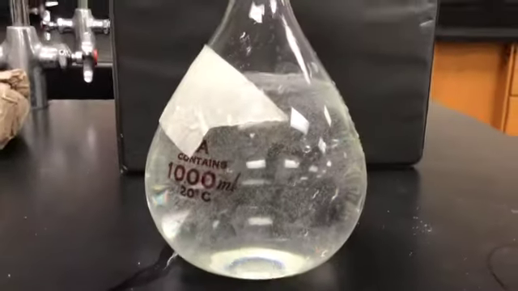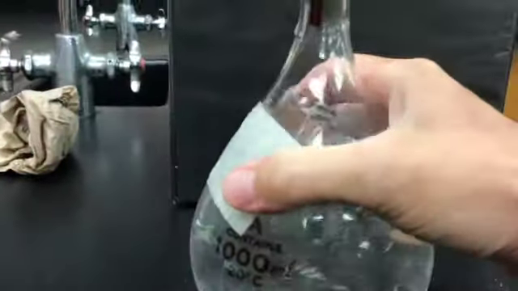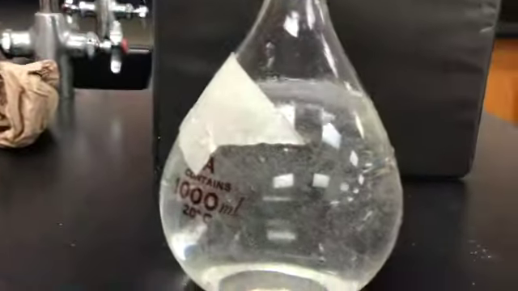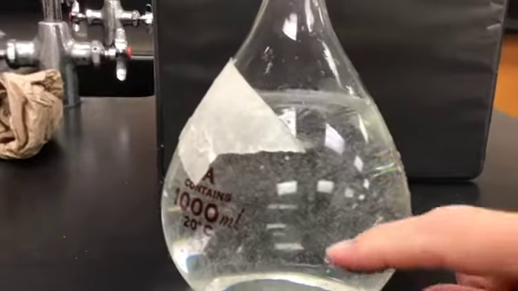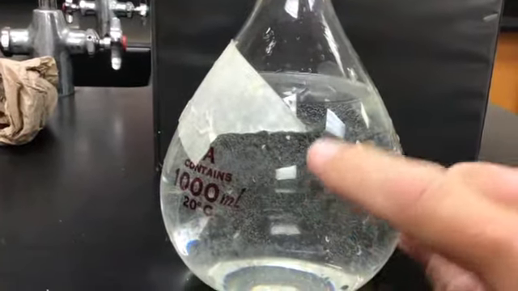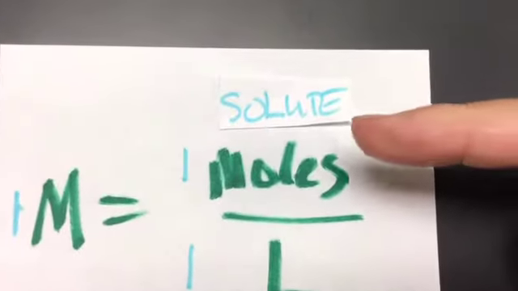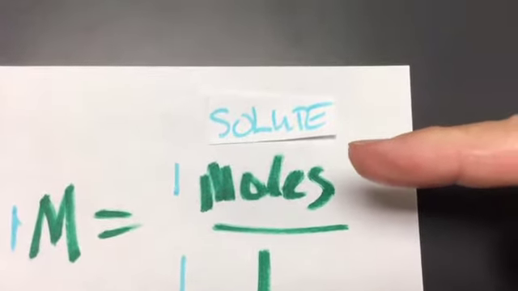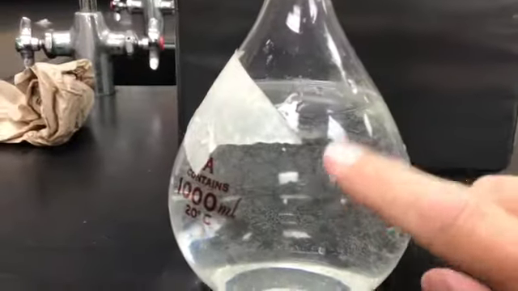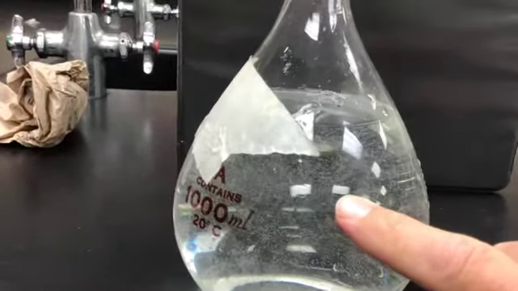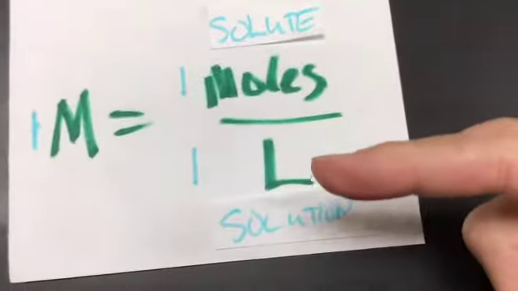I've now added in all of my salt and given this a good shake around so that all that salt is now dissolved. And so what I've got in here is my 1 mole of my solute. So my 1 mole of my solute is now dissolved within my solution. But now I need 1 liter of total solution.